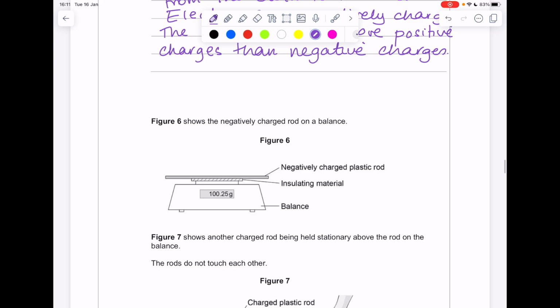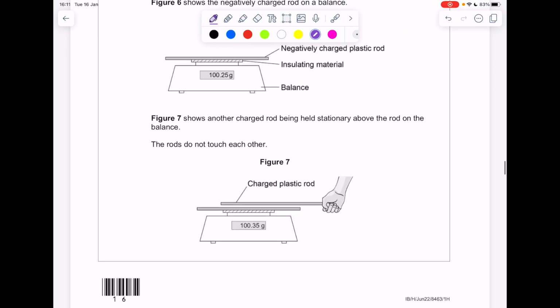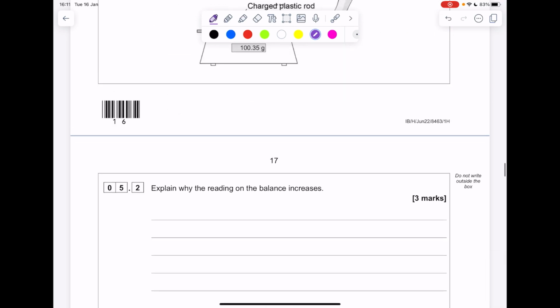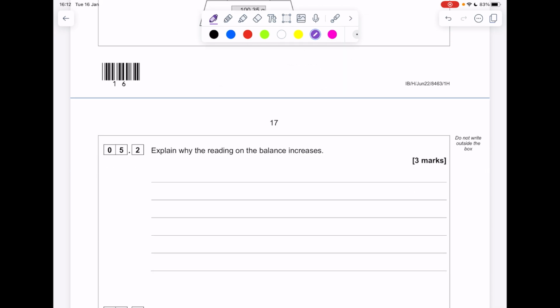Figure 6 shows the negatively charged rod on a balance. Figure 7 shows another charged rod being held stationary above the rod on the balance. The rods do not touch each other. Explain why the reading on the balance increases. So this new rod is also negatively charged, and when you have two negatively charged objects, they repel. So in effect, this creates an additional downward force on the balance, which increases the reading.